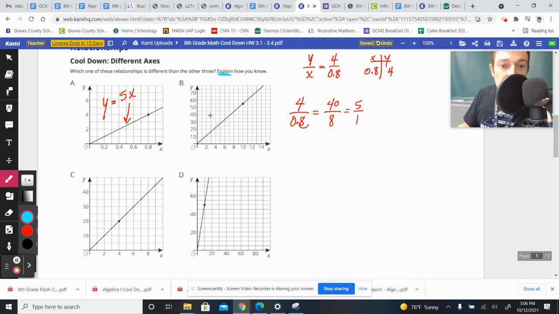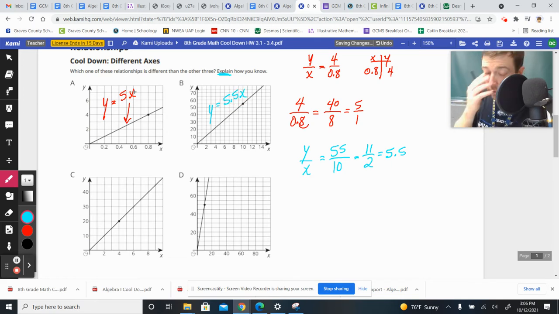Let's do B in this blue color. So when I set up y over x for B, my setup is going to be my y, which is 55. So 55 over 10, which when I simplify this, 5 goes into that 11 times, and 5 goes into that twice, and 11 cut in half is 5.5. So my equation there is y equals 5.5x. So really close to y equals 5x, but slightly different. And the slope looks a lot different, but slightly different. All right, let's move on to a different one.